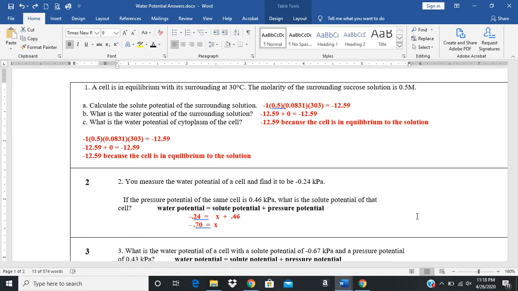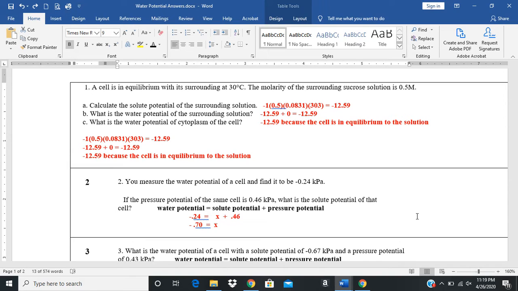So question one gave you this scenario. A cell is in equilibrium with its surrounding at 30 degrees Celsius. The molarity of the surrounding sucrose solution is 0.5 molar. So first they want you to calculate the solute potential. Solute potential is going to be your negative iCRT equation.